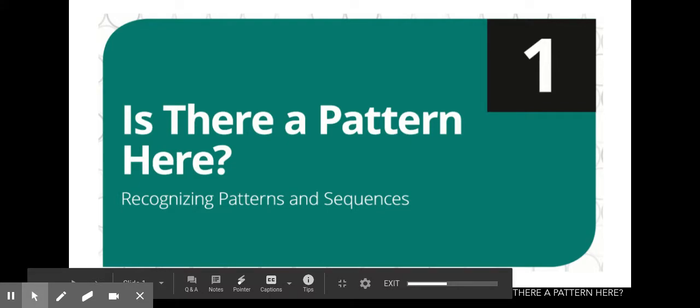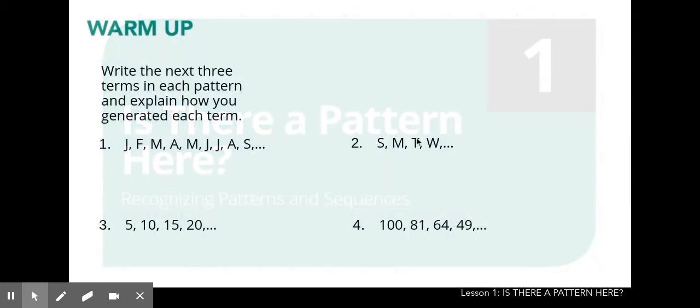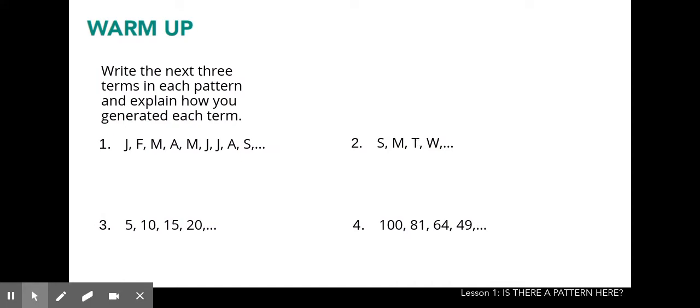Today's lesson is called Is There a Pattern Here? And we'll be recognizing patterns and sequences and doing a little predicting. During the warm-up, you were asked to write the next 3 terms in each pattern and explain where they came from, how you generated them.